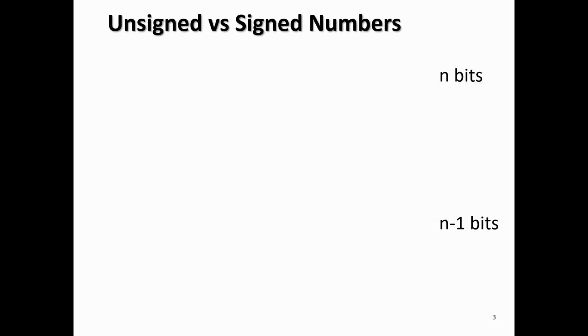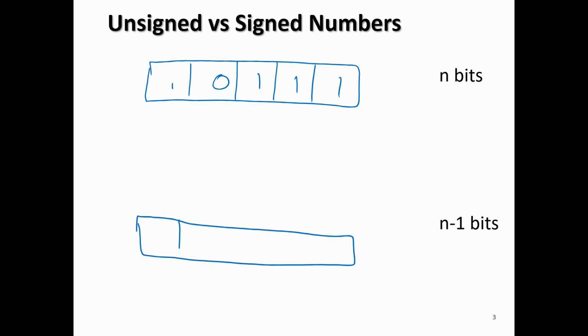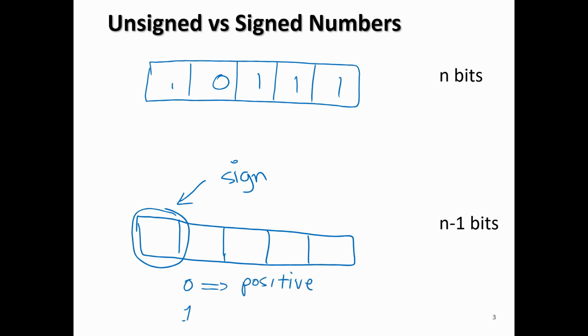In the case of unsigned numbers, we use n bits to represent a number, for example 1, 0, 1, 1, 1. In the case of signed numbers, if we have the same number of bits being used, say 5, the first bit is always used for the sign. Again, if it's a 0, that means it's a positive number. If it's a 1, that means it's a negative number.